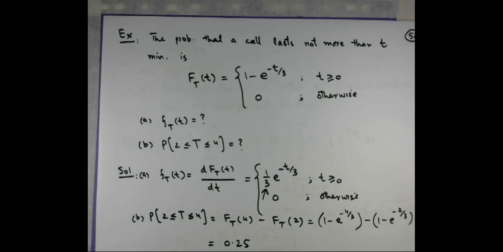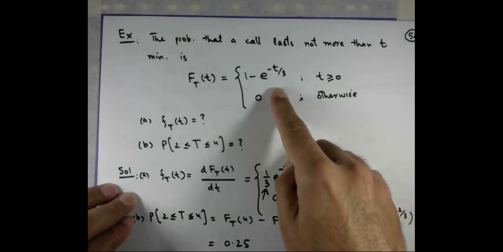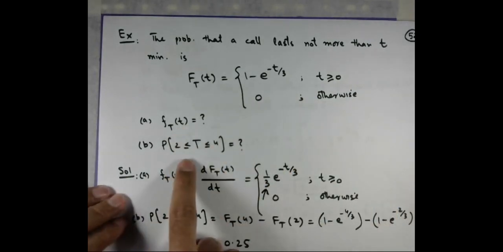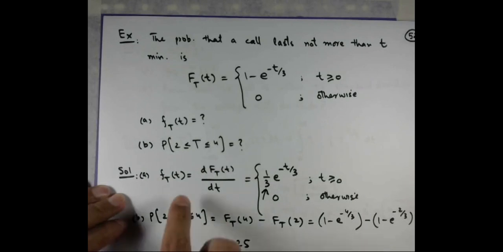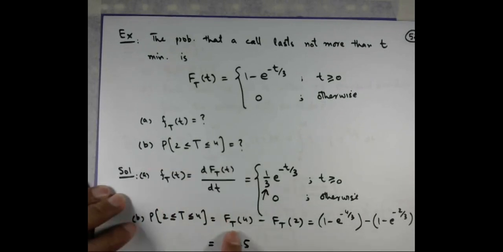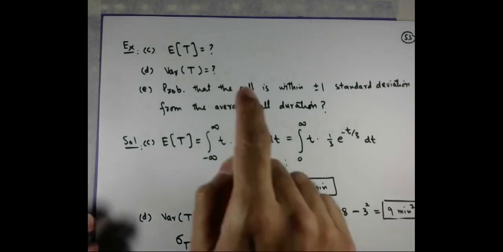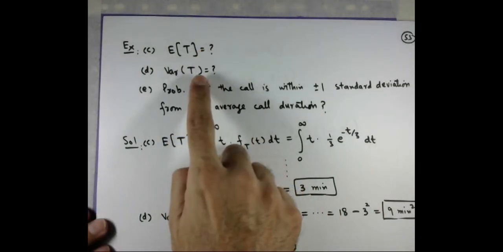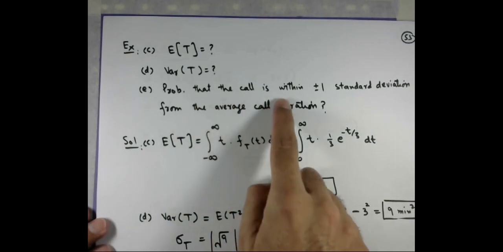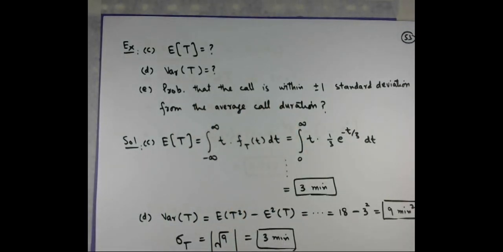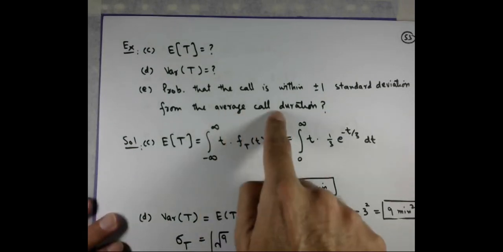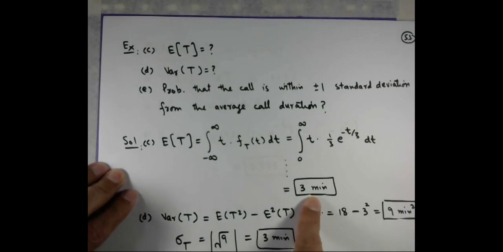Then we did an example of finding the probability of a call duration. It was already given in the form of a CDF. Then we found the PDF and the probability of the call duration within this interval using this already known theorem. And then we extended the example and found the expected value of that call duration, the variance of the call duration, and the probability of some meaningful interval. For example, the call lasts within plus minus 1 standard deviation from the average duration. So the average duration was found to be 3 minutes.